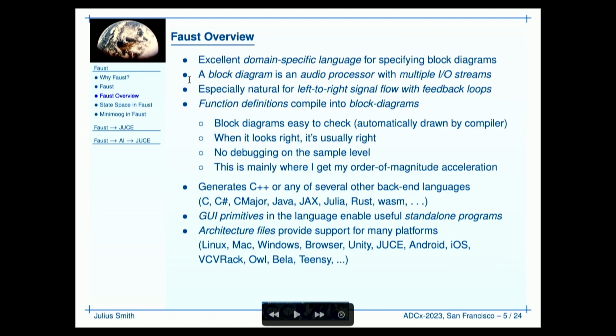And I'm going to breeze through this overview because I think you've seen some of it. Mainly I just want to say it's a really great domain-specific language for specifying block diagrams. And so you're not programming samples, you're programming block diagrams. You're slinging signals. So you're writing in terms of signal processing at a higher level than samples. And I think that's really a huge acceleration. You don't have to do any allocation. You don't have to do for loops. You can't really do for loops. So it's no debugging on the sample level. And this is the key.